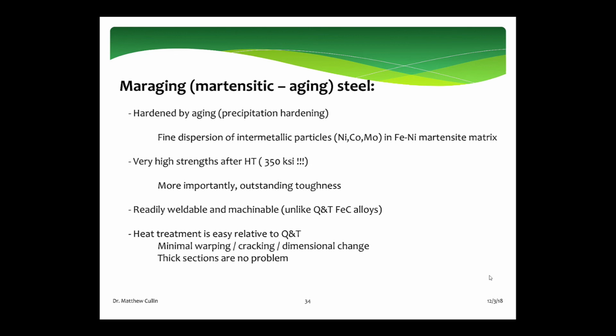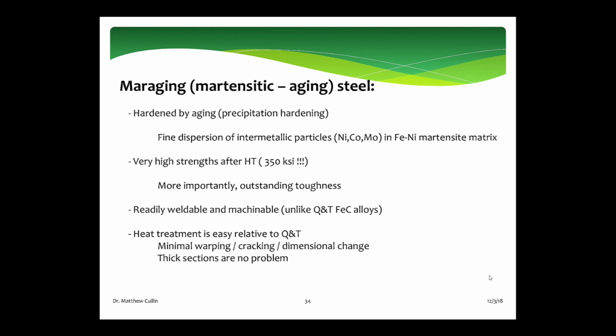Now, here's the question: how high does the strength go? We're talking up to 350 KSI after your heat treatment. And the heat treatment's very straightforward. Compared to quench and tempered steel, it's very easy to heat treat this. You're not worried about warping. You're not worried about anything like that. So it heat treats like a dream. 350 KSI, I mean, that's 10 times what our plain Jane structural steel is. So this is pretty intense.